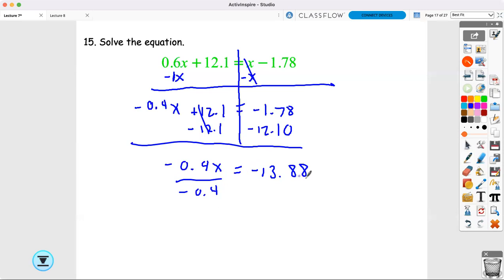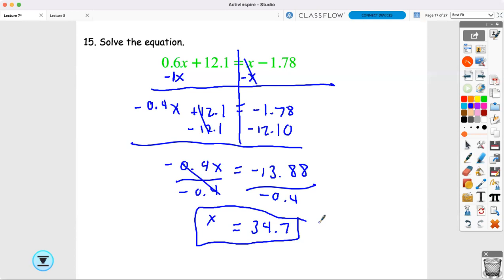Divide both sides by negative 0.4. X is by itself. Let's divide. We know two negatives makes a positive. And we get positive 34.7. We're done. Any questions on what we did in this example, guys? Any questions at all? All right, would anyone like more time to copy this one down?